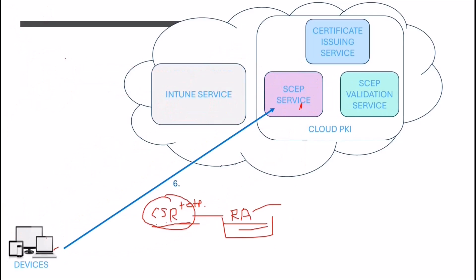All right, so back at step 6, wherein the device presented the same OTP to the SCEP service, the SCEP service now internally forwards that request to the SCEP validation service. Now the SCEP validation service is going to do a comparison and it checks a lot of things. The first thing it is going to check is whether the OTP or the challenge is correct or not.